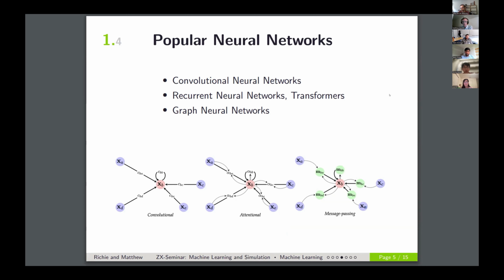We also have graph neural networks, which are good for processing graph data, which will come up a lot in this topic because ZX diagrams are graphs, right? And there are also convolutional and attentional variants of graph neural networks that use similar techniques to convolutional neural networks and transformers. So we're going to focus more on graph neural networks with ZX diagrams.